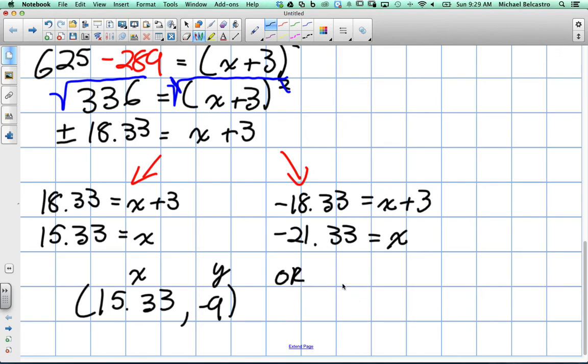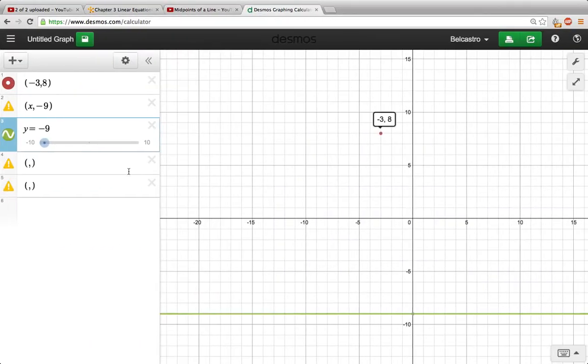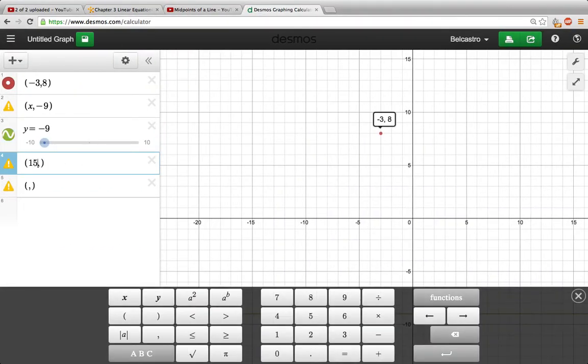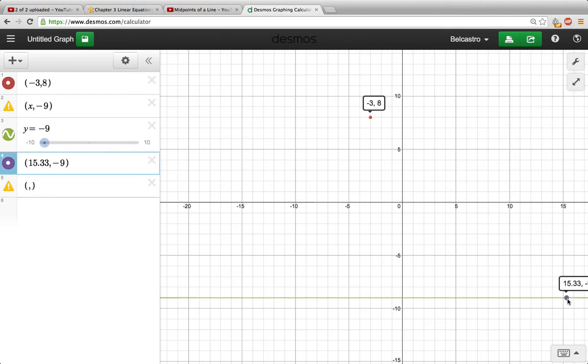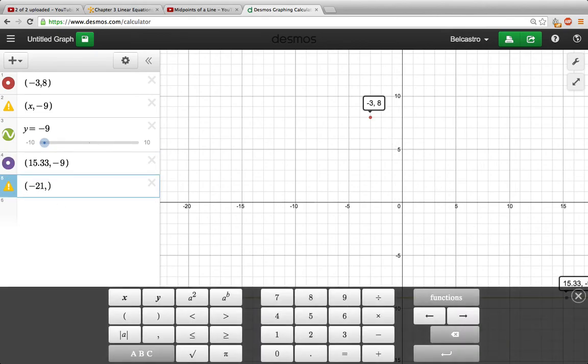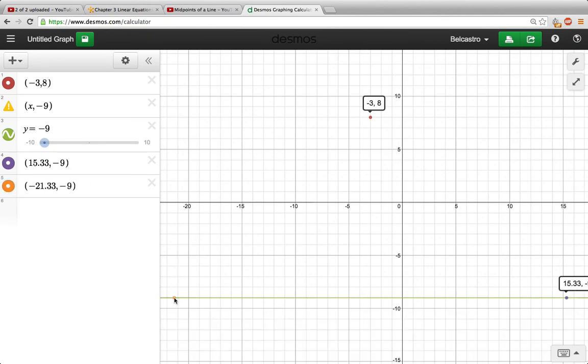Or negative 21.33 and negative 9. And these are x and y. So let's take a look at what that looks like. 15.33. So one of them is 15.33 and negative 9. Okay, can we see that here? Yeah, we can. Here's our coordinate, and essentially that's a distance of 25. And our other one says negative 21.33 and negative 9. And there's our other coordinate. I know we're eyeballing it, but the idea is essentially that these two coordinates are both the distance of 25.